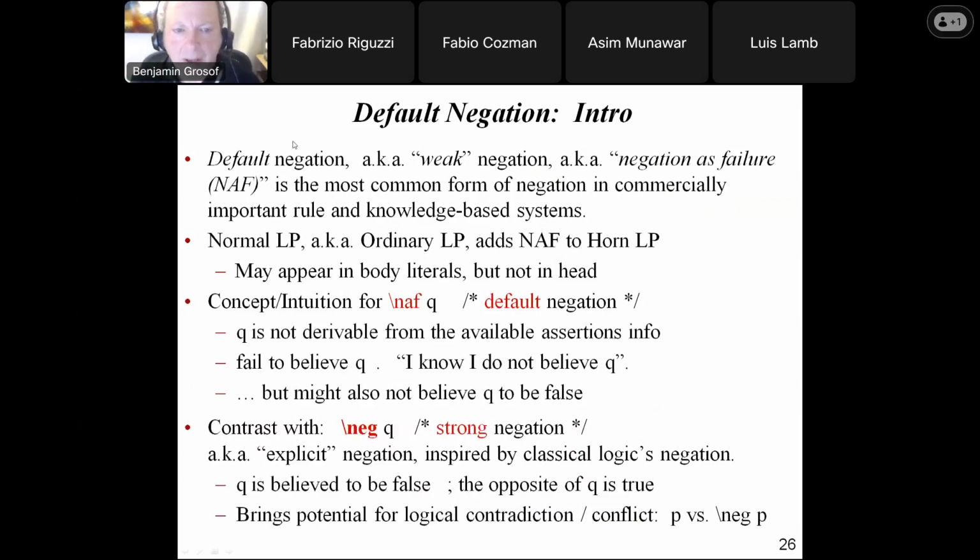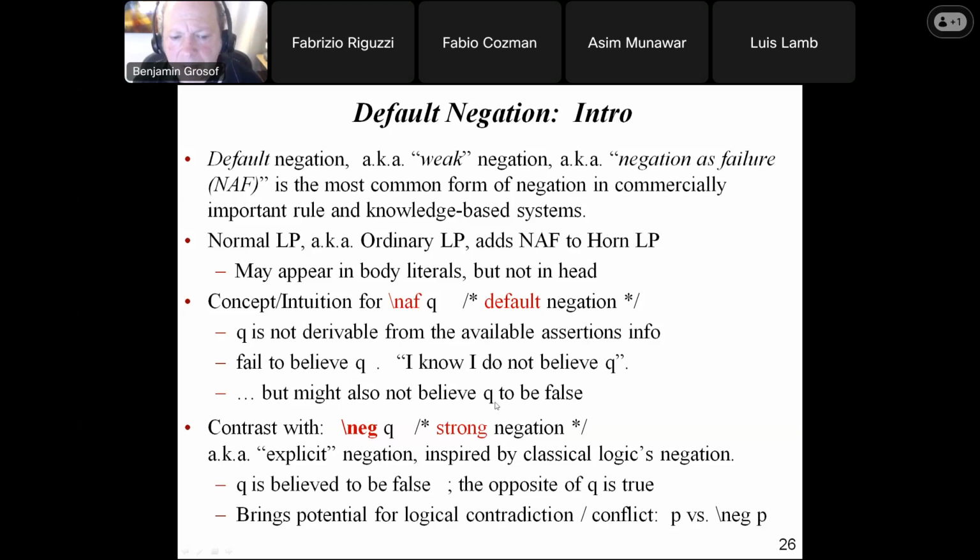Now, weak negation, or default negation, or negation as failure as it is often known, is the most common form of negation in commercially important rule and knowledge-based systems. It may appear in the body, but not in the head, and the intuition or concept for it is that Q is not derivable from the available assertions or information. That is, one fails to believe Q. I know I do not believe Q.